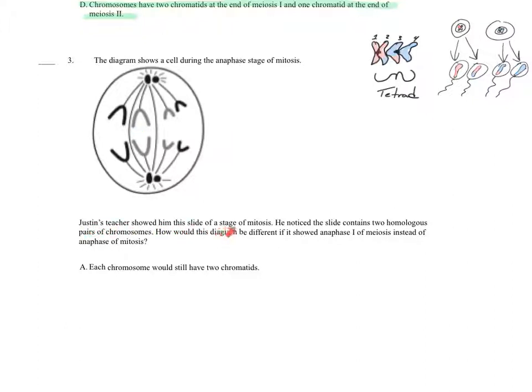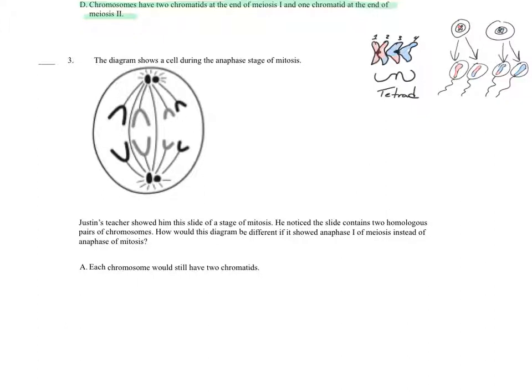Justin's teacher showed him a slide of a stage in mitosis. He noticed that the slide contains 2 homolog pairs of chromosomes. How would this diagram be different if it showed anaphase 1 of meiosis instead of an anaphase of mitosis? What would be different? Each chromosome would still have 2 chromatids, if it was anaphase 1 of meiosis, right? Then these would have 2 sister chromatids. Is that correct? It's exactly what I just said, isn't it? Didn't I literally just say that?